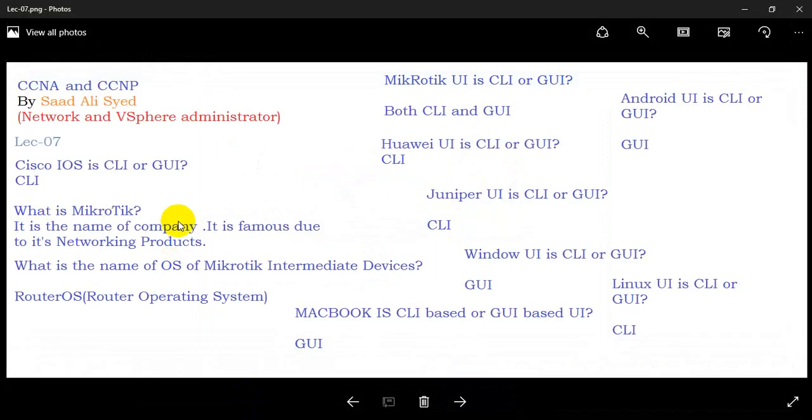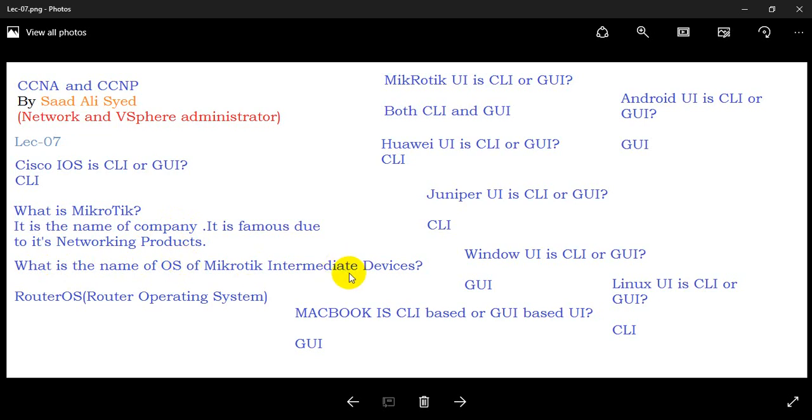The question is, what is MikroTik? It is the name of a company. It is famous for its networking products. Like Cisco, MikroTik is also a company which creates networking products like routers, switches, firewalls, etc. It's the name of a company like Cisco, Huawei, Juniper for networking products. What is the name of the operating system of MikroTik intermediate devices?